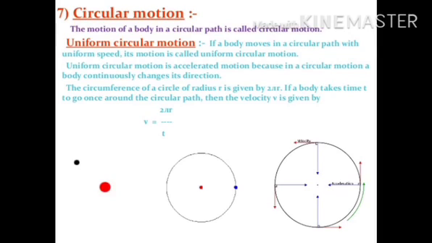Consider the circular speed of the body in uniform circular motion. r is the radius of the circular path, t is the time taken by the body to go once round the circle, and v is the speed of the body in uniform circular motion. Distance travelled by the body in one complete revolution is equal to the circumference of the circle. So S is equal to 2 pi r. Speed is equal to distance upon time. So V is equal to 2 pi r upon t. For circular motion, V is equal to 2 pi r upon t.